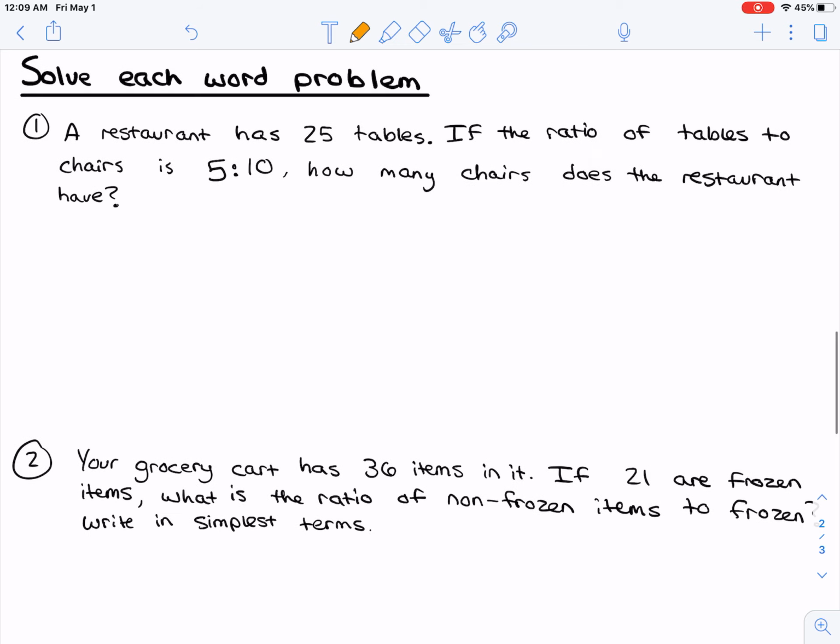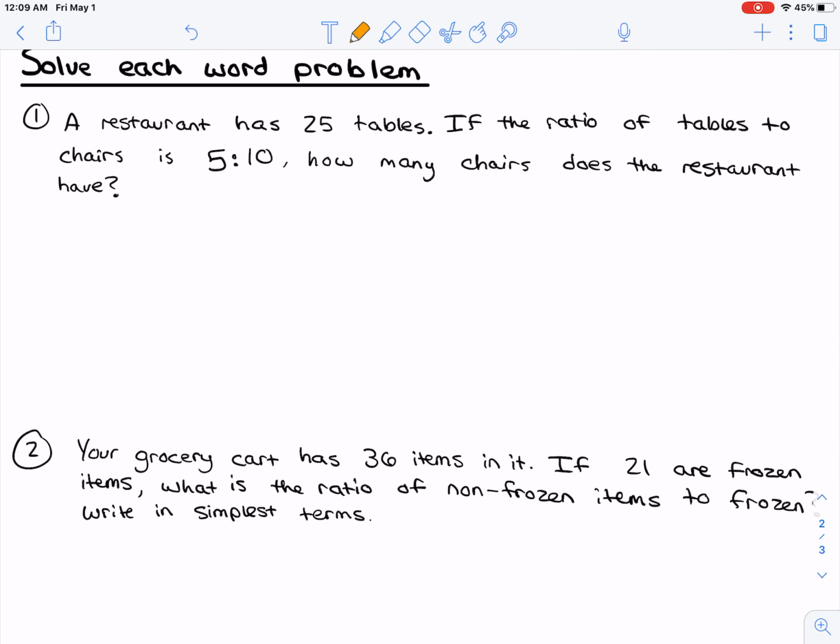So for our first problem, we have a restaurant has 25 tables. If the ratio of tables to chairs is 5 to 10, how many chairs does the restaurant have? And again, from above, we saw that we can write a ratio as a fraction. So I'm going to go ahead and set up a proportion. So we have the ratio of tables to chairs. So we know that 5 is tables and 10 is chairs. So I have 5 tables over 10 chairs is going to equal, here we see that we have 25 tables.